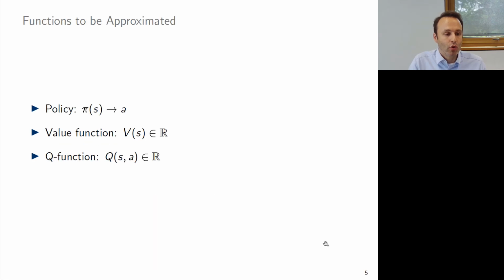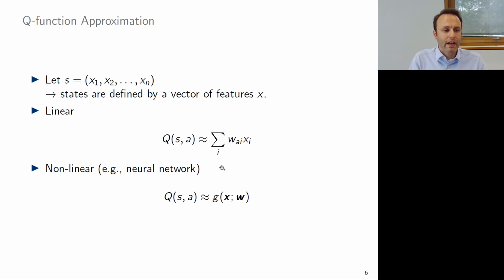In summary, in reinforcement learning we have three functions to be approximated. We want to simplify them, namely the policy function, which is a function of the states, the value function, also a function of the states, and the Q function, which is a function of a state and an action. If we could simplify this, that would help the computation a lot. Now, how can we do that?